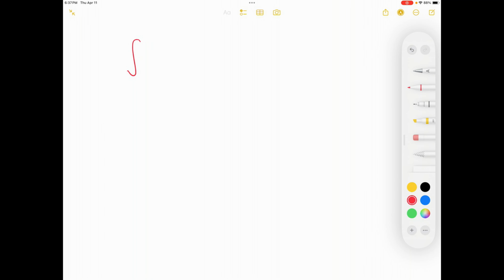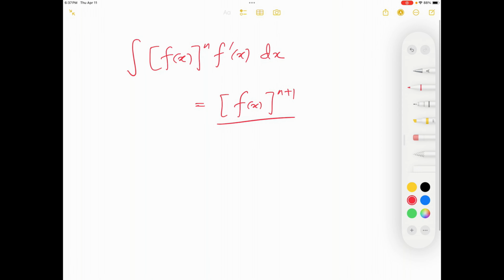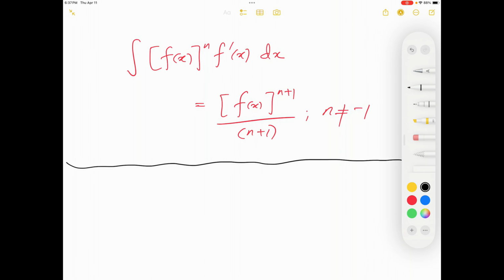If you have to integrate a function f of x raised to the nth power, multiplied by its first derivative, f prime x dx, then we don't have to do that many substitutions or simplifications further. We can straight away write down the answer as f of x raised to the n plus first power all divided by n plus 1. And this can be done when n is not equal to -1. So during the discussion today, I'm going to discuss another example where we can directly apply this theorem.